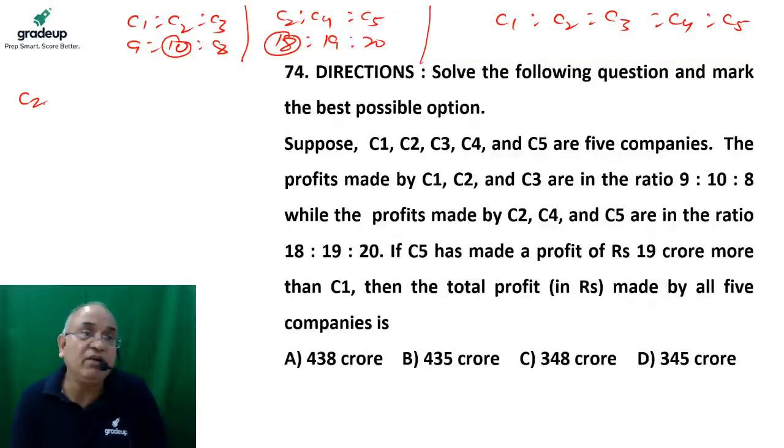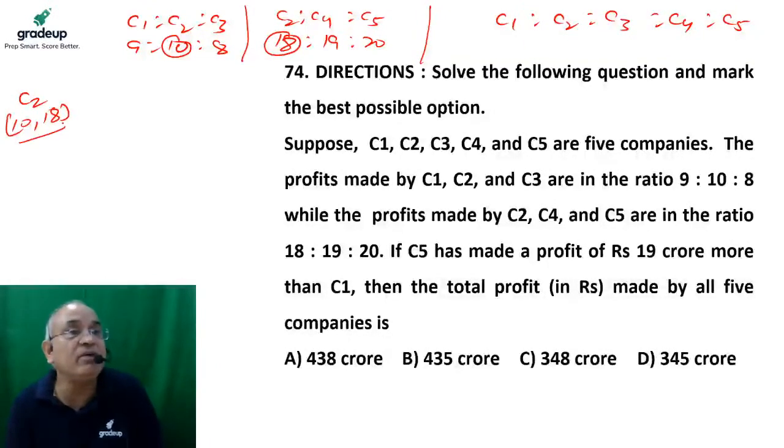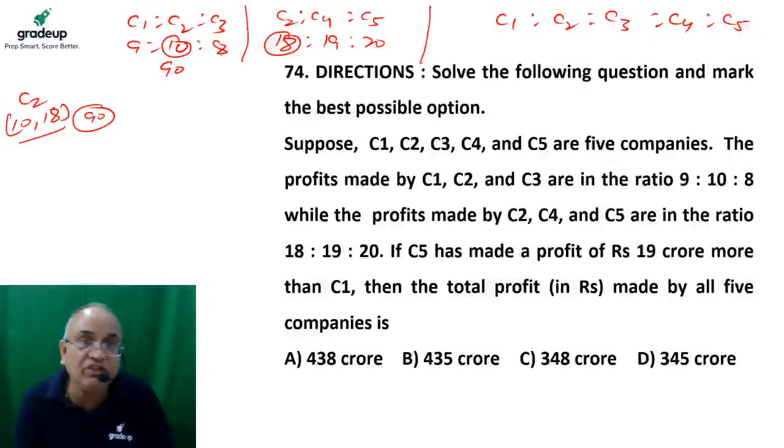C2 is represented by 10 in the first ratio and 18 in the second. Take the LCM of 10 and 18, it is 90. So if I put 90 here for C2 and 90 here for C2, it means I have multiplied 18 by 5, then and only then it will become 90. So I have to multiply the value of C4 by 5, it will become 95. I have to multiply this value by 5, it would become 100.